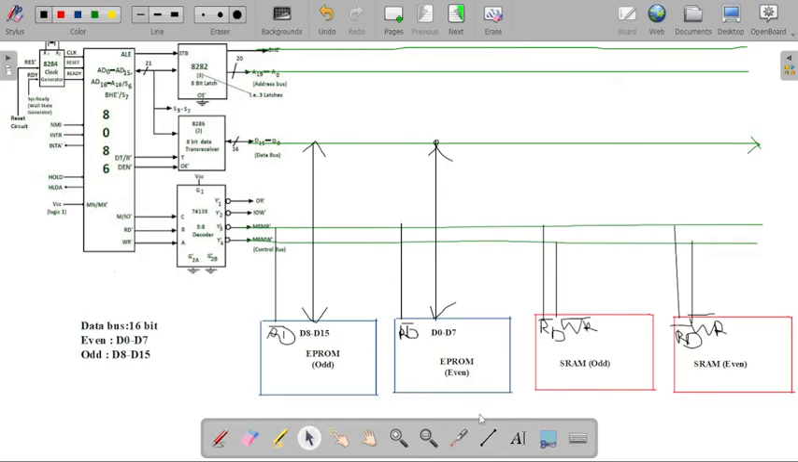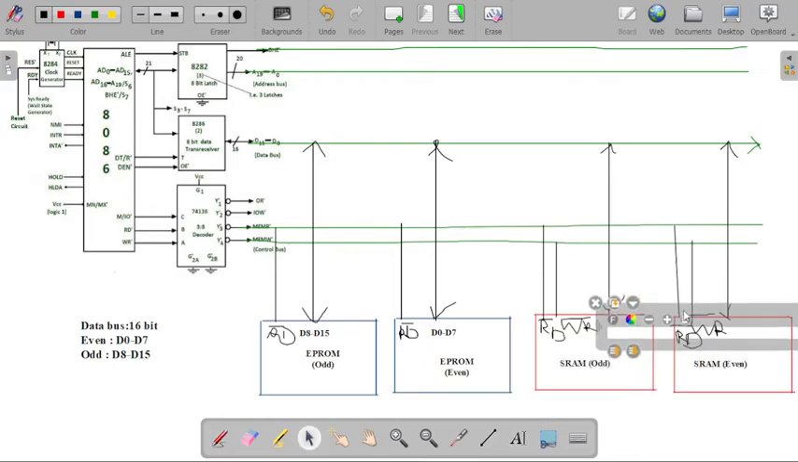Now we have to draw this data bus for our SRAM. For the SRAM also, I am giving the same connection, that is D8 to D15 for our odd memory bank and D0 to D7 for our even memory bank. So we have given the names to our odd and even memory banks for the data bus. Here I am writing D8 to D15 and here I write D0 to D7.